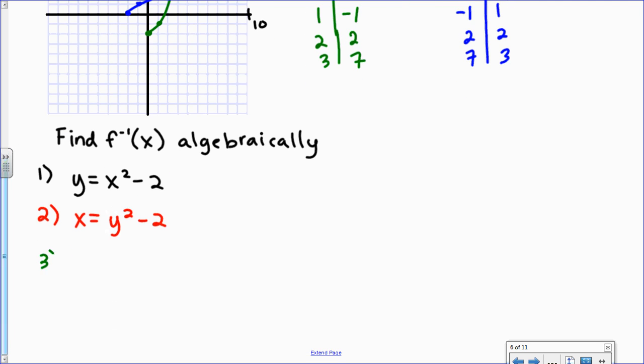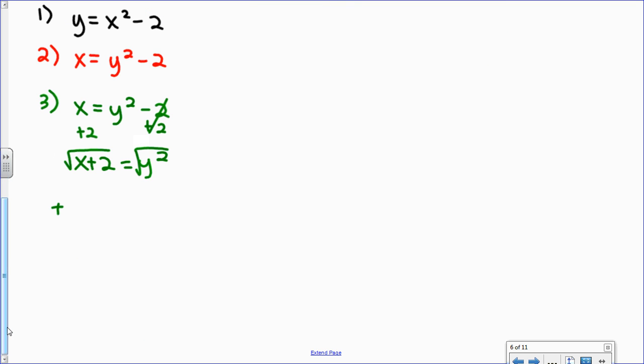Alright, so what would I want to do first? Yep, I want to add the 2. So that's x plus 2 equals y squared. And then how do I get y by itself? Good, square root. When you're solving and you have to use a square root, you have to write plus or minus. So you have to get plus or minus square root of x plus 2.